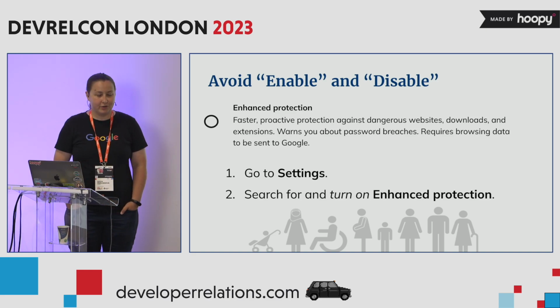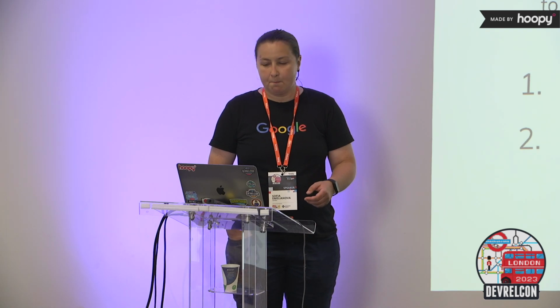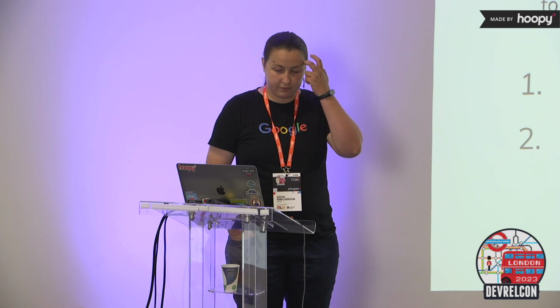For example, in Google Chrome security settings, users can find an option related to enhanced protection, which allows for proactive protection against potentially dangerous websites. Previously, this toggle may have been referred to as enable or disable, but in this instruction, I've told the reader to go to settings and turn on the enhanced protections.